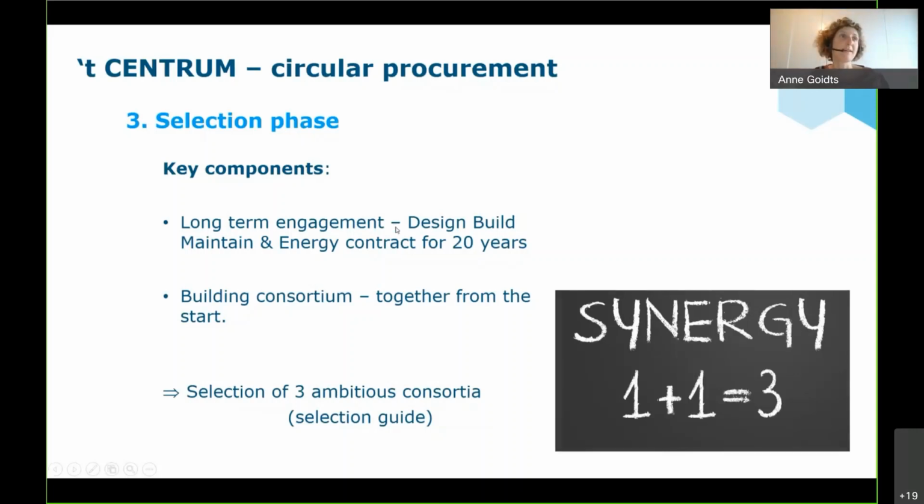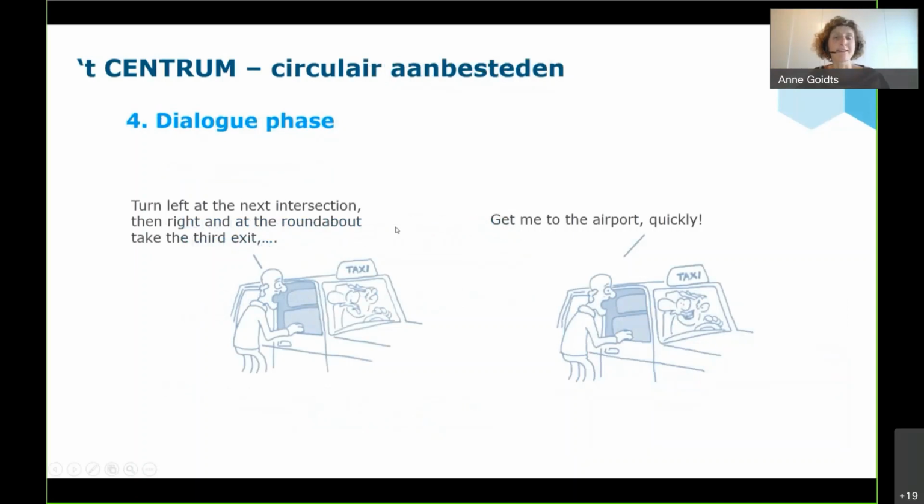And then came the second phase, the dialogue phase. So those 3 consortia could go into the dialogue phase. Just a sketch to show you what it was about. So I'm just going to explain. I think you can read it.